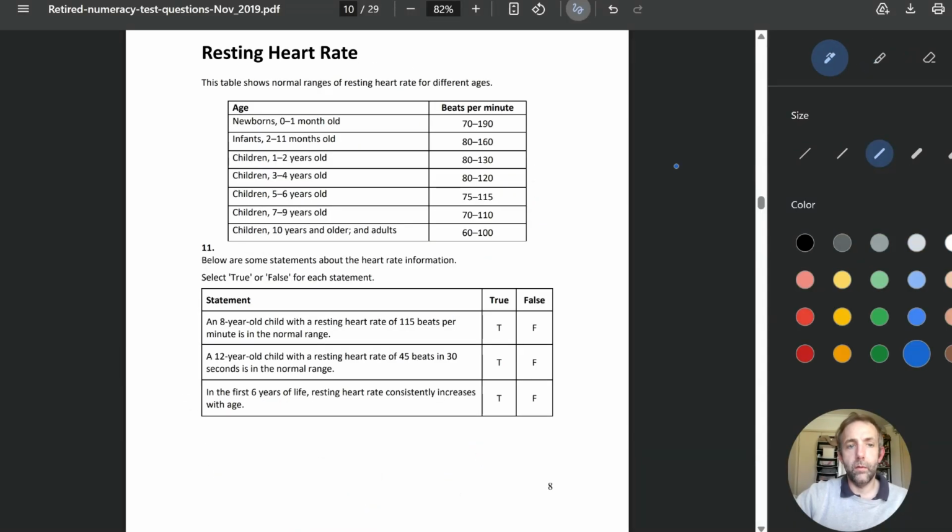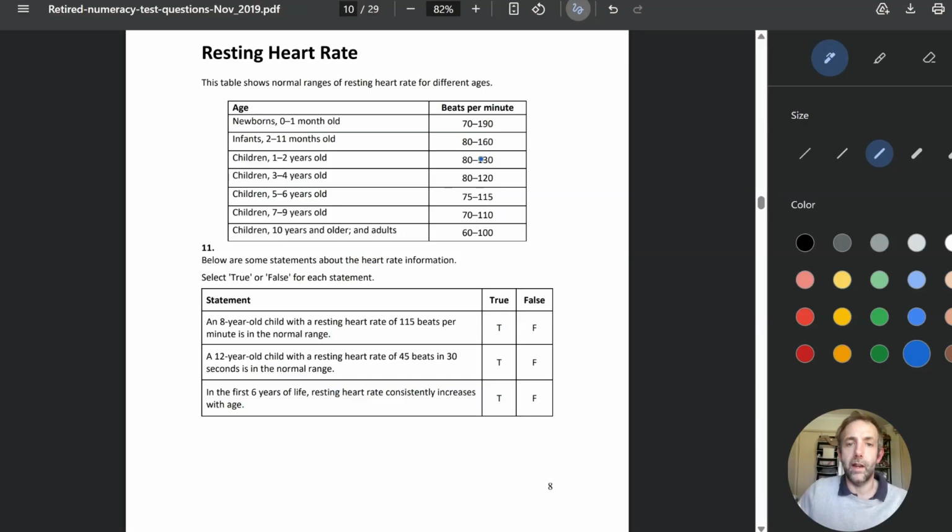So question 11, we have got some data about resting heart rate, and it's shown in a table. It says this table shows normal ranges of resting heart rate for those of a different age. So newborns who are between 0 and 1 month old, their heart should beat between 70 and 190 for it to be considered normal. If they're between 2 and 11 months old, it should beat between 80 and 160 times per minute, so on and so forth.